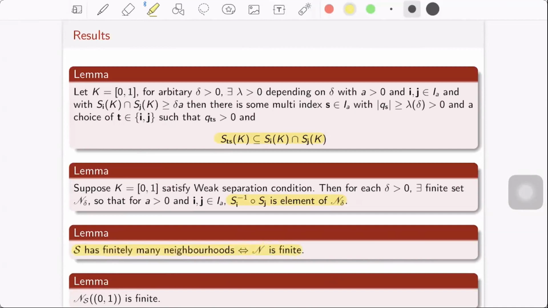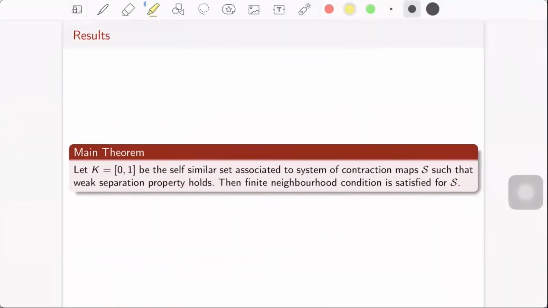Next lemma: if K satisfies the weak separation condition, then the neighborhood is also an element of N_delta. This is always true. The next lemma is that S has a finite number of neighborhoods if and only if N is finite. And the last lemma is that N_S of [0, 1] is finite. So let us come to the main theorem, which is the main result of my work and my paper. Let K be the [0, 1] interval, a self-similar set associated with a system of contraction maps S, such that the weak separation property holds. Then the finite neighborhood condition is satisfied for S.